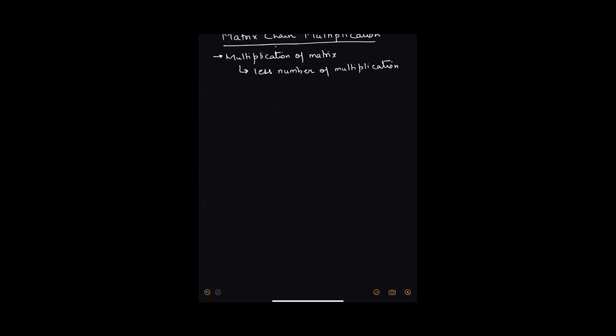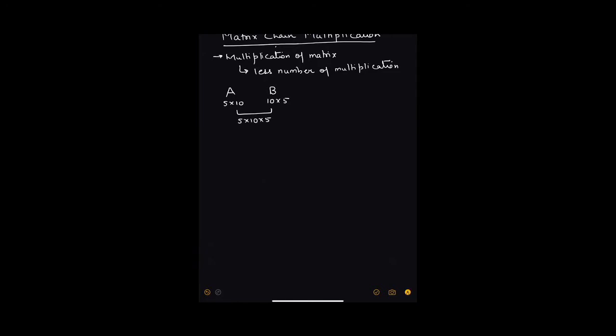Hello everyone. In this video, we are going to study matrix chain multiplication. The basic concept behind matrix chain multiplication is how you are going to multiply the matrices such that a smaller number of multiplications are required. For example, let's suppose I have a matrix A with dimension 5 into 10, and a matrix B with dimension 10 into 5.